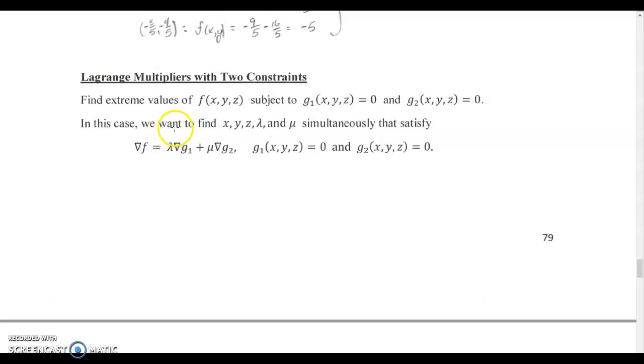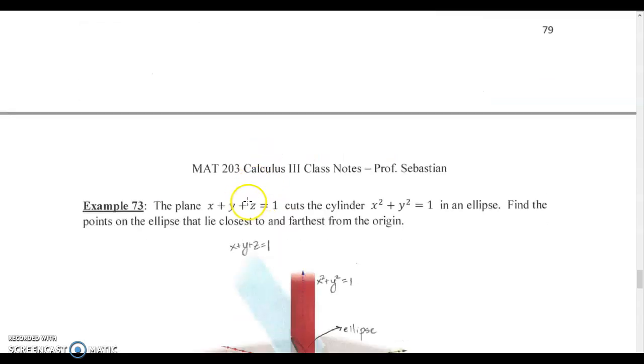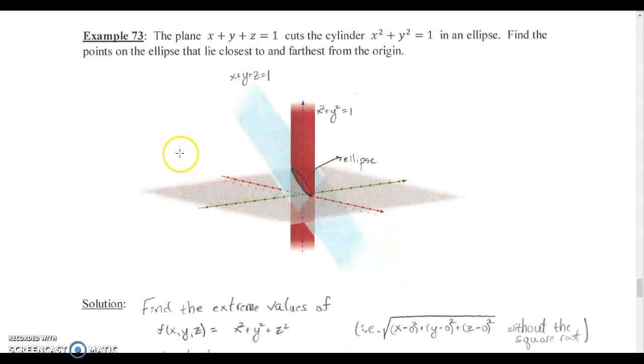In this case, what we want to do is find x, y, z, and lambda, but also another scalar mu simultaneously that satisfy the gradient of f is equal to lambda times the gradient of g1 plus mu times the gradient of g2. And then, of course, that g1 and g2 are both equal to 0. So these Lagrange multipliers, now lambda and mu, will allow us to plug into both of our constraints and then figure out what maximizes or minimizes the function f.